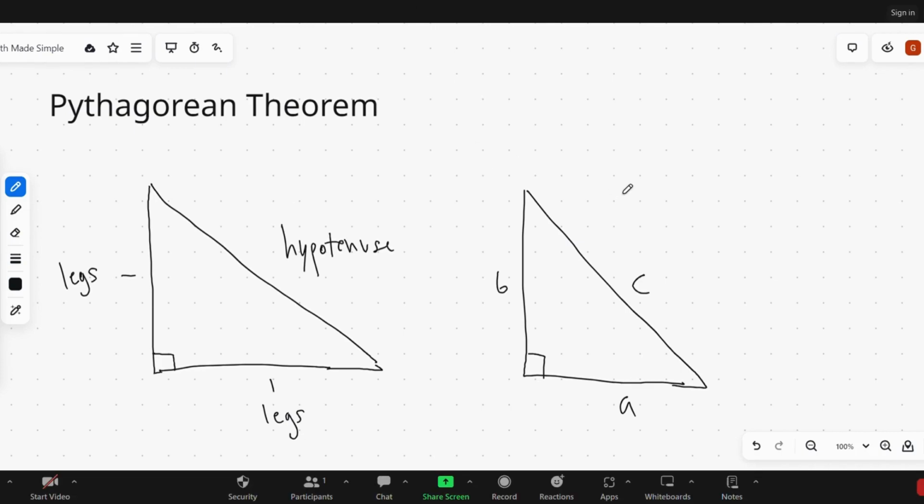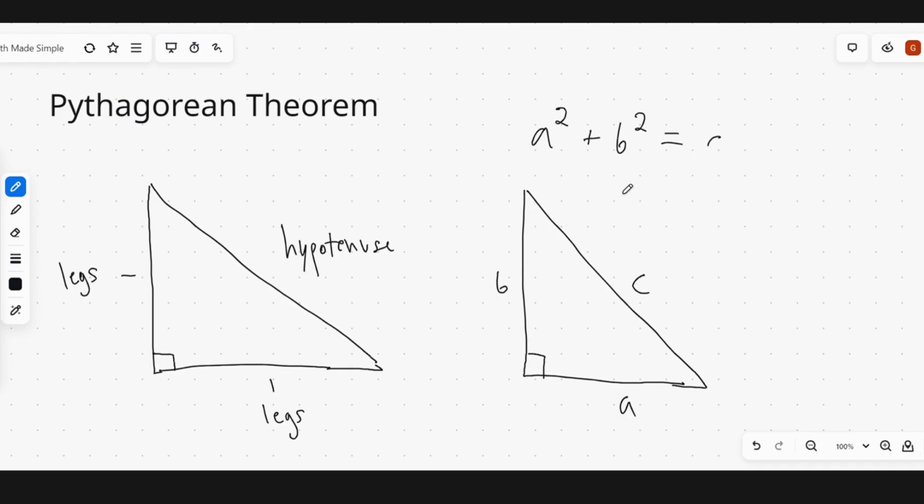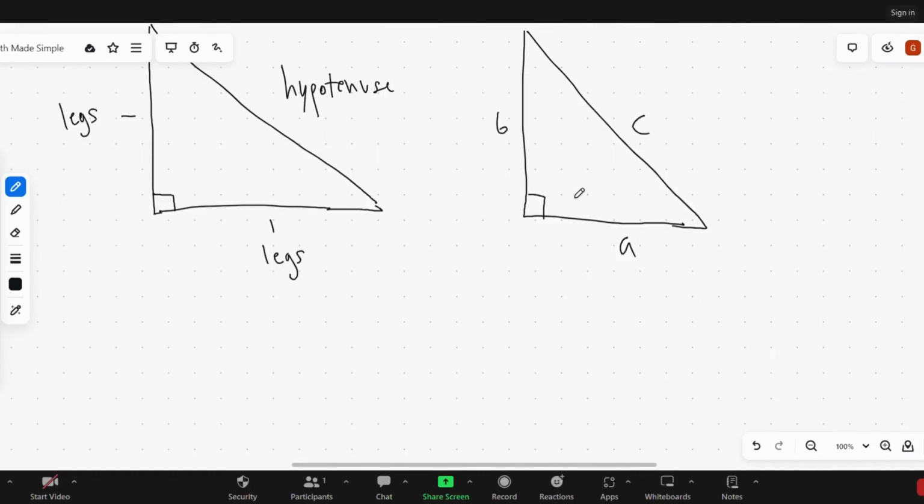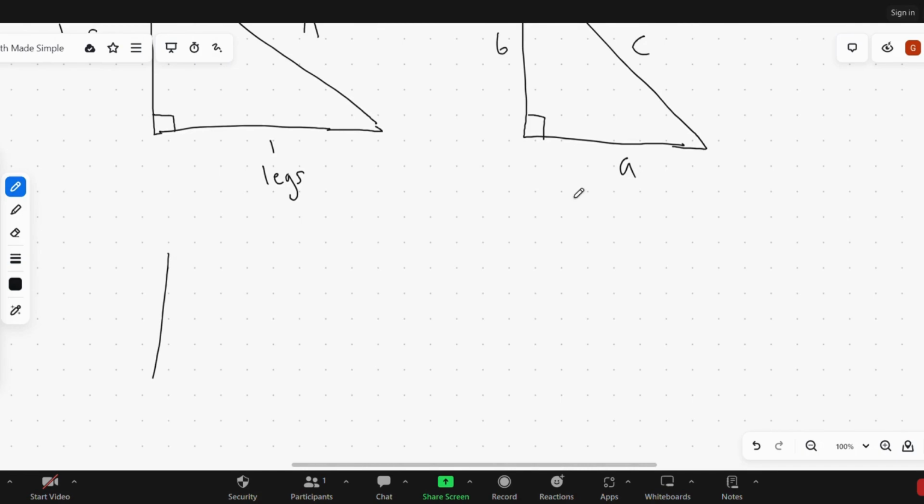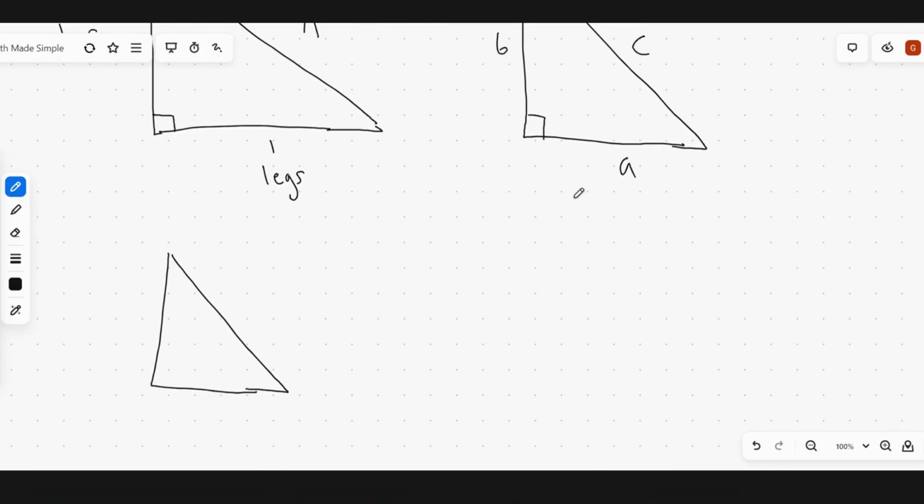Now, the Pythagorean theorem is actually very simple. It is just a squared plus b squared equals c squared. And using this equation, we can solve for any of the sides, given that we already have two. So, for example, we have a triangle here, and the side lengths are 3 and 4. What is the side length C?